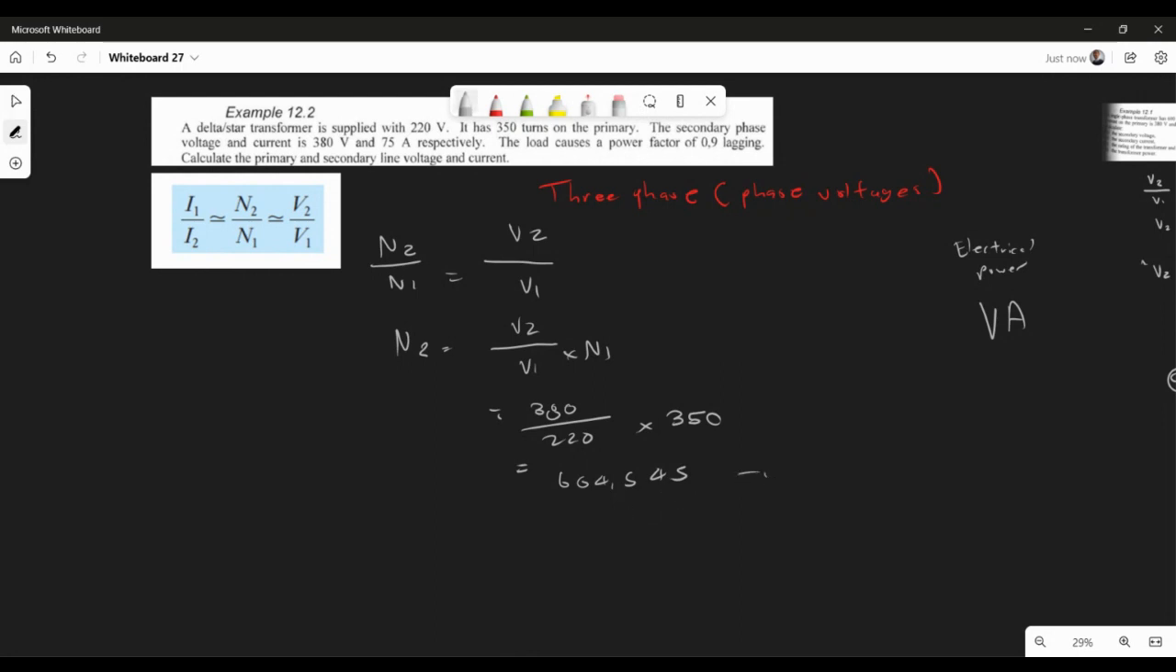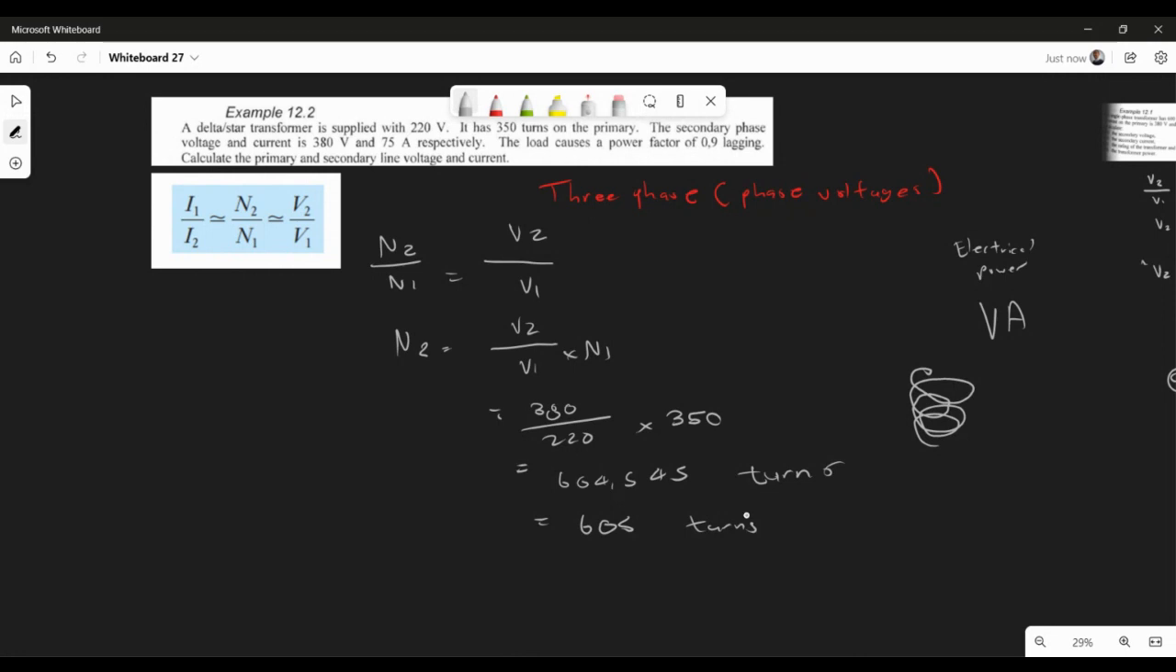604.545 turns. I did mention to you that we don't work with so many turns. We're not going to turn on the corners. So we have to round up to the nearest whole number and make it 605 turns.